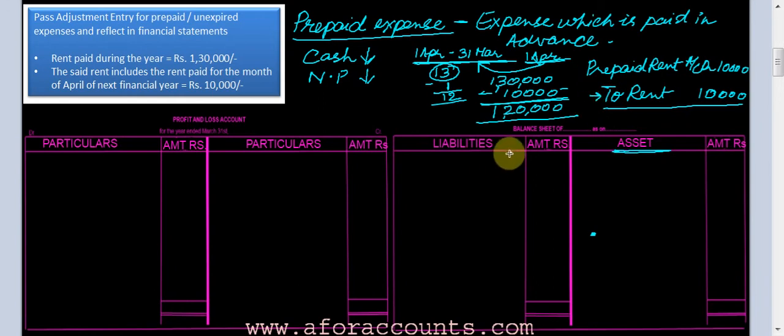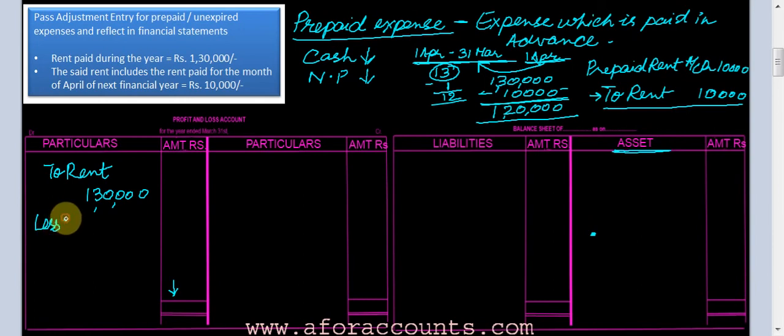So the presentation in the profit and loss account will be: to rent paid, or to rent, 1,30,000. What will happen if this 1,30,000 remains as it is and I don't pass any adjustment entry? Then my net profit will show a decreased balance, because instead of 1,20,000 I am putting 1,30,000 here. So what do I need to do now?